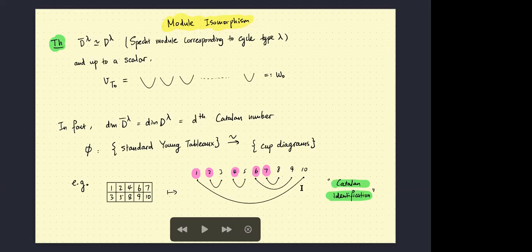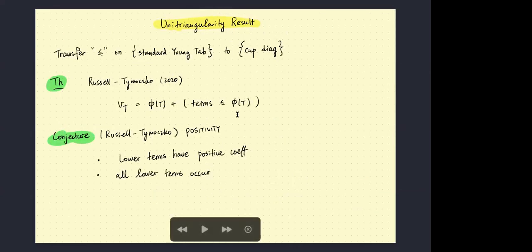This will be one of the 2 combinatorial bijections we're giving. So I will refer to this as the Catalan identification, where you use left endpoints and complete the picture. The key thing to note here is that what you get is a non-crossing diagram. I kept saying non-crossing because we will be seeing crossings later on. But let me just recap the result.